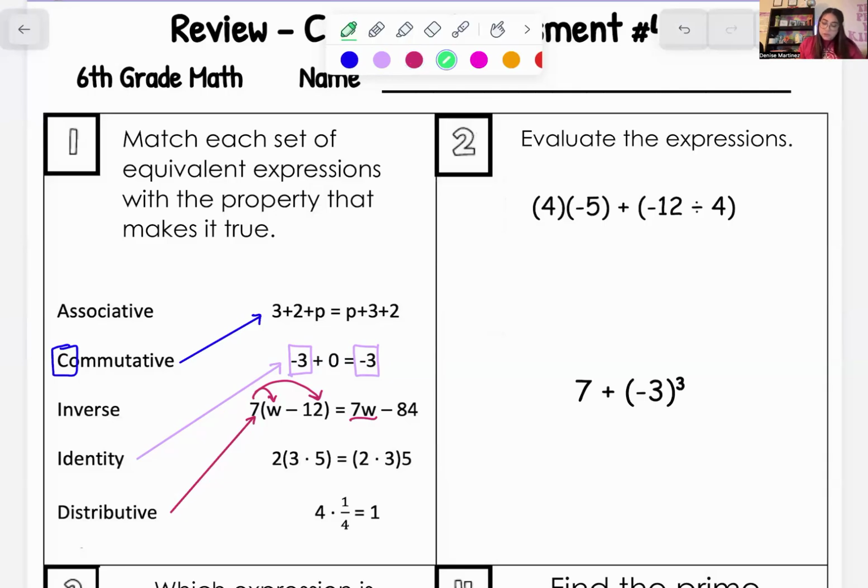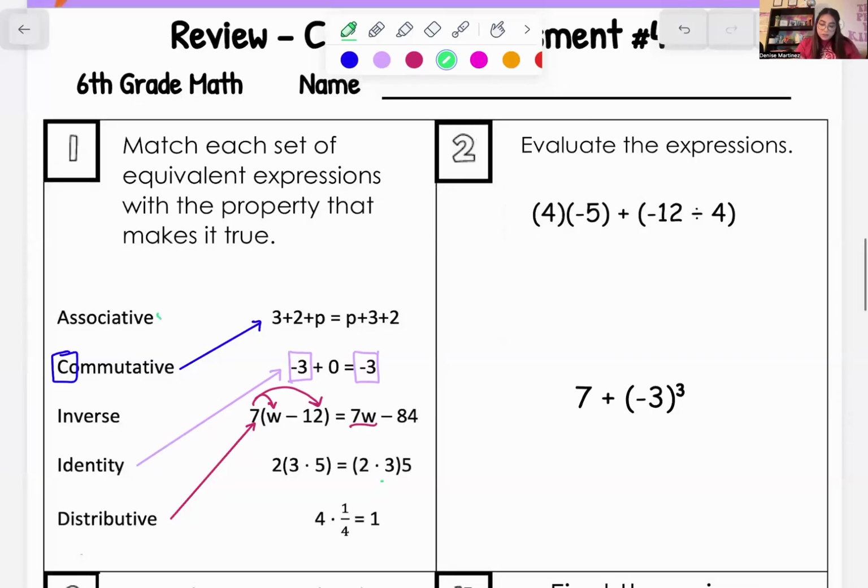Next, I have 2 on the outside times 3 times 5 in the parentheses. And then I have 2 times 3 in the parentheses, and then the 5 is on the outside. So what that is doing is it's associating different numbers together. So that's my associative property. It's shifting those parentheses up or down.